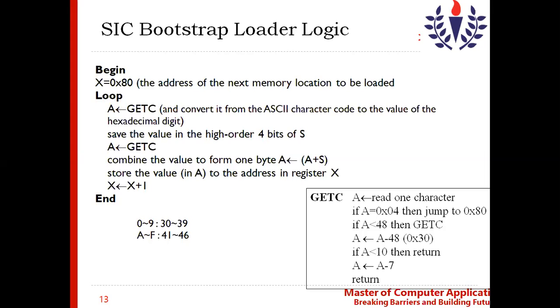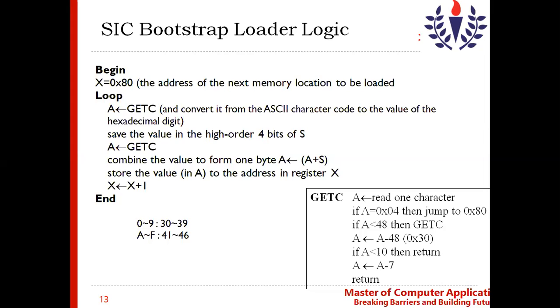And once the object code is loaded into the location addressed by the X register, it has to go to the next address, for which the X value has to be incremented by 1. That is why we do it in the next step. This process will keep on repeating till the loader loads the entire object code into the memory. And during this process, the getC subroutine algorithm is mentioned with the example.